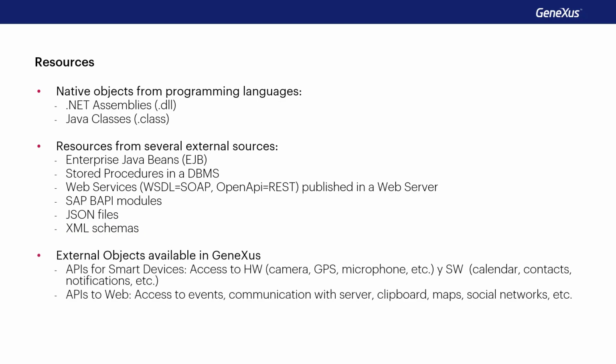GeneXus also provides a set of external objects that are located in the root module, or in the GeneXus module, that enable us access to a variety of resources, such as APIs for interacting with the hardware, or native applications of mobile devices, or APIs to have access to the server, to events, or to Windows applications such as the Notepad, as well as to external sites for using maps and social networks, among other things. There are also external objects published on the GeneXus Marketplace that we may include in our application.